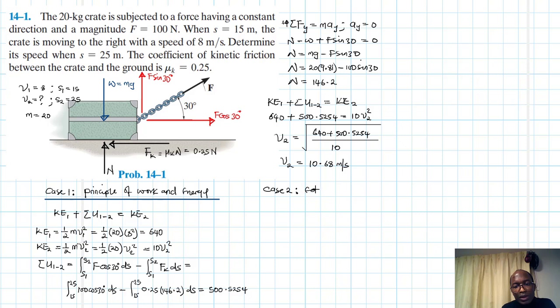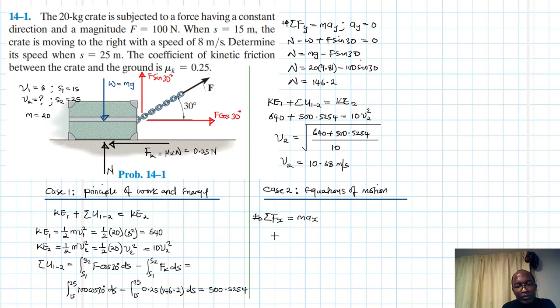Alright, so let's go to the second method, which is case 2. Here we are using the equations of motion. So we'll say summation of forces in the x direction equal to max, going in this direction being our reference. We have F cos 30 minus fk equal to max.